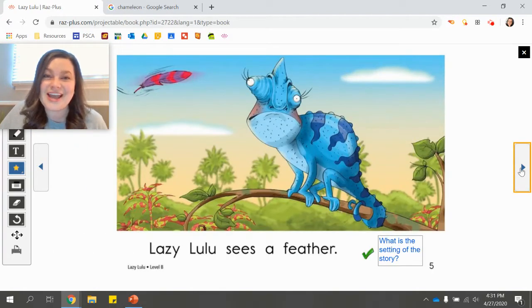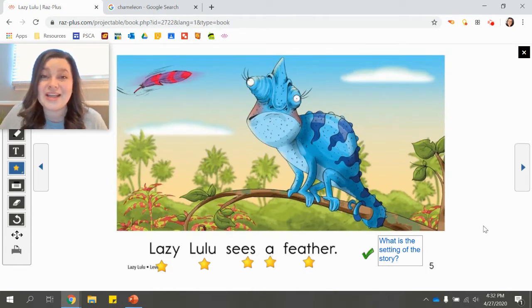Okay, my turn to read and then you'll read after me. Lazy Lulu sees a, what do you think this word could be? If I'm looking at the picture and I'm thinking about what I know, I see an F at the beginning. Does that look like a word you know? Feather. Good job if you knew that. Feather. I see it starts with an F, and it matches the picture of the feather. So let's go back and reread. Read with me while you point to the stars. Ready? Lazy Lulu sees a feather.